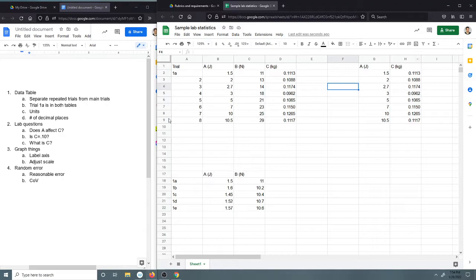So now I've got the 2 things. Again, it is A affecting C. I'm going to highlight it and insert a chart.